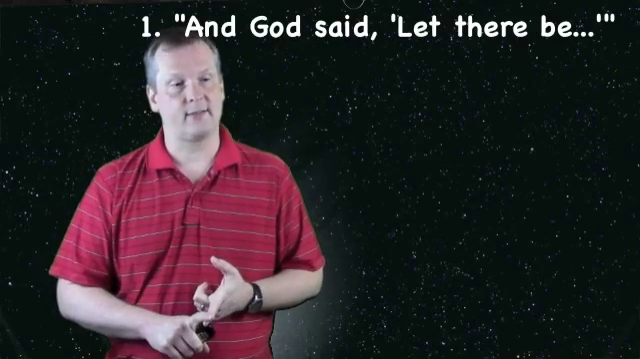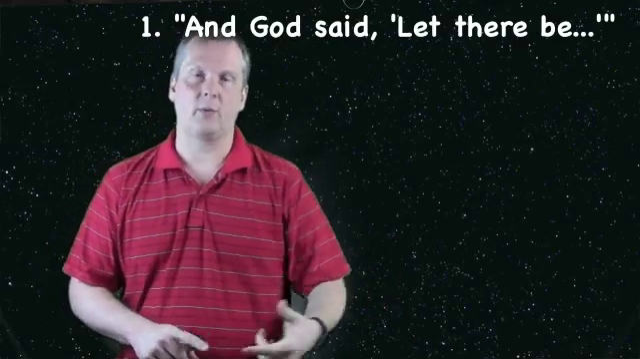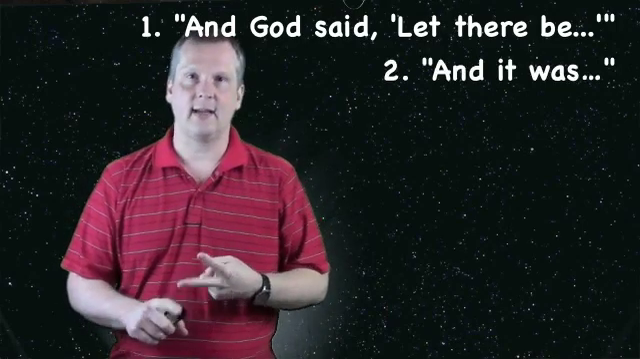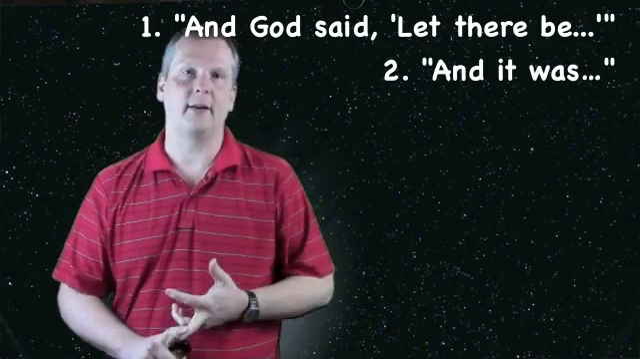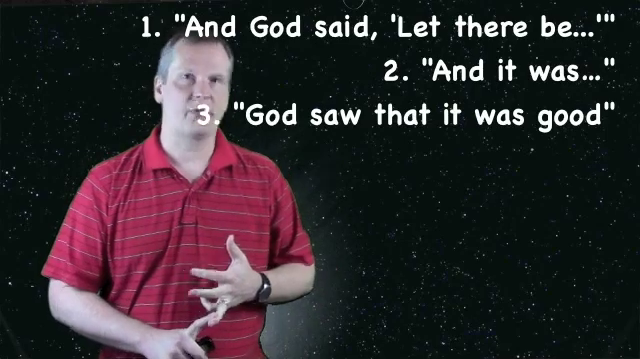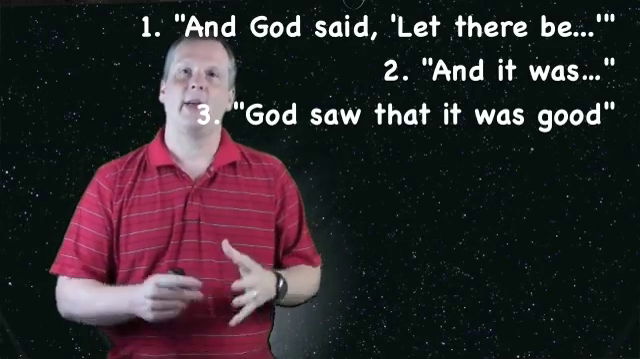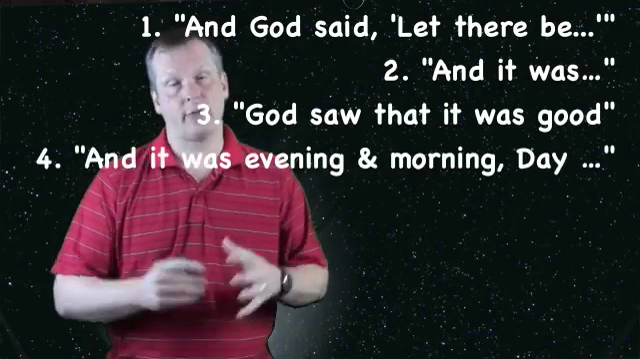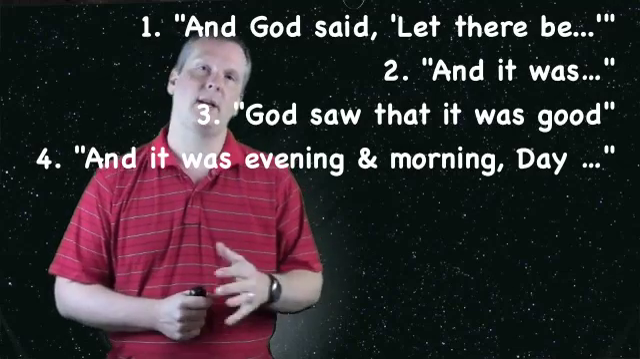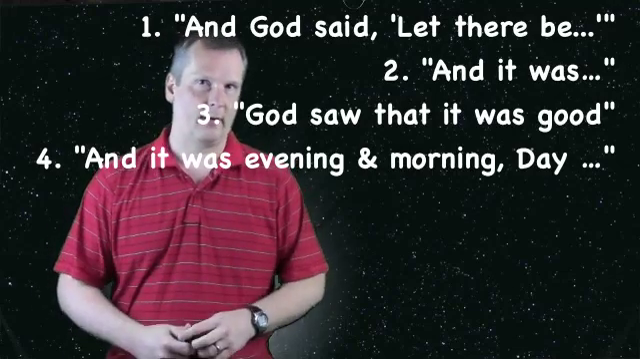The first 6 days have the exact same symmetrical structure. At first, God says, let there be, whatever it is God wants. Second, and it was, whatever God said that it was. Third, God saw that whatever it was good. And finally, each of those first 6 days ends with, and it was evening, and it was morning, day, whatever it was.